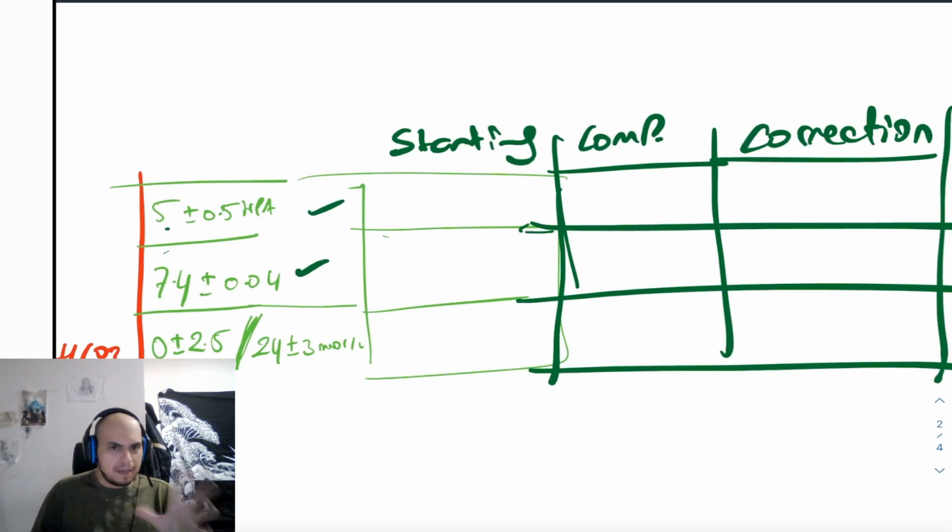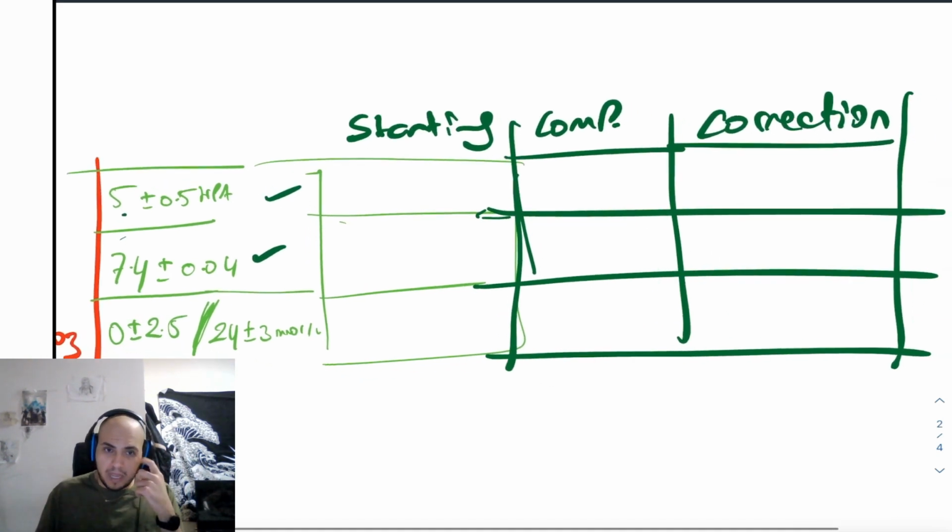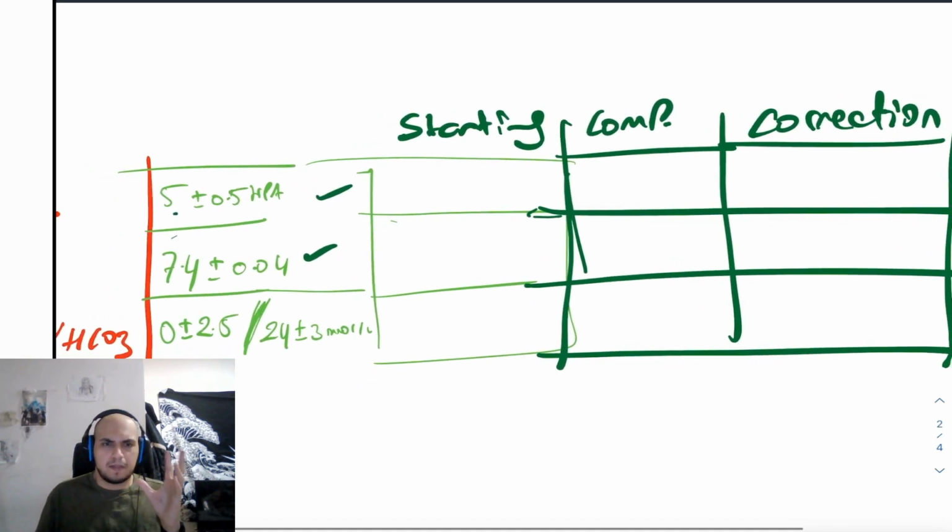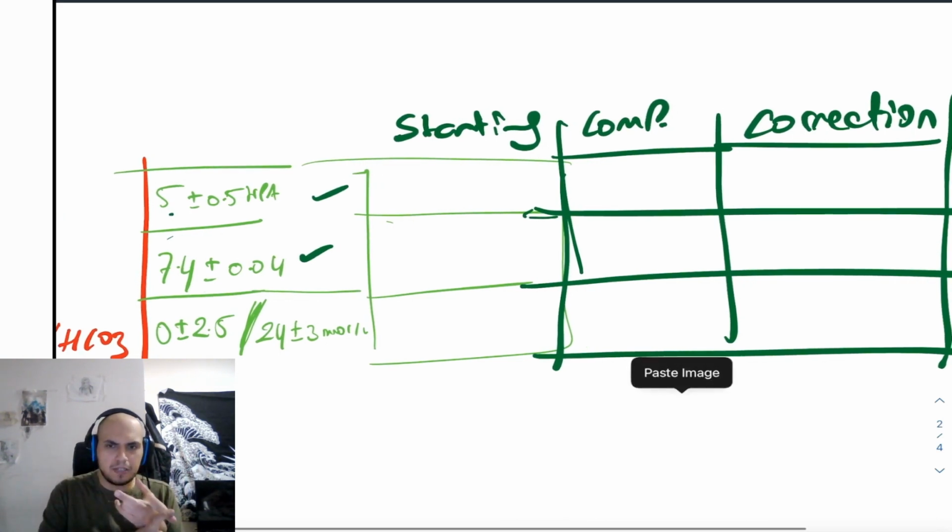The exact details are different for every disease, but the main thing that ties them all together is that compensation always follows the starting point, and correction always follows the compensation. Simply.